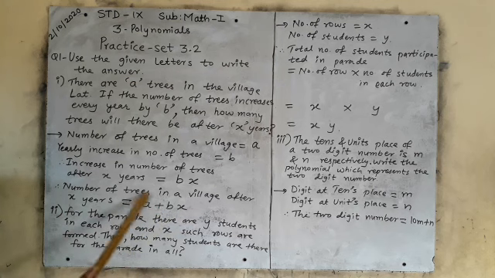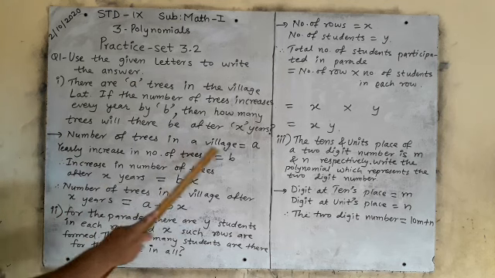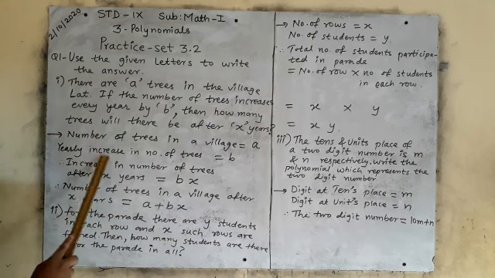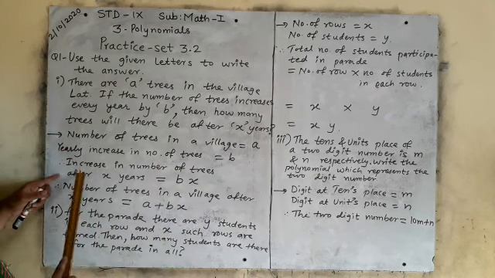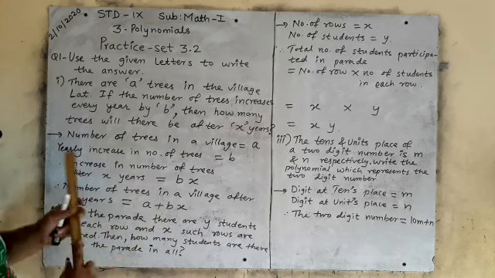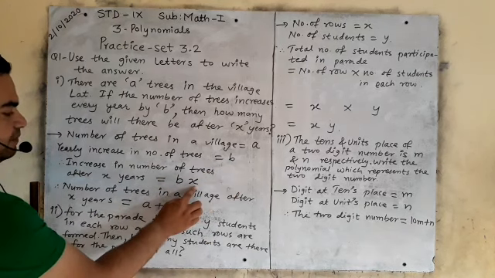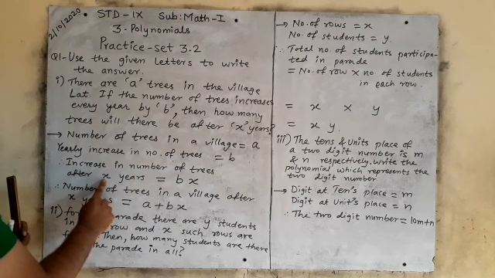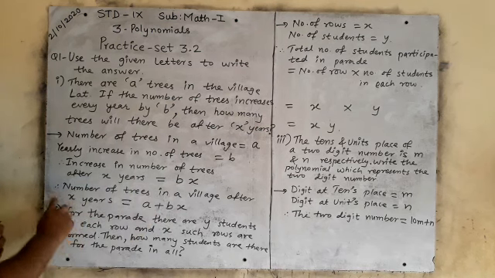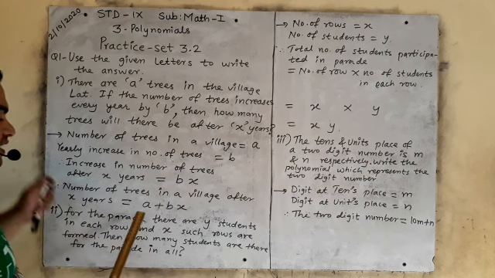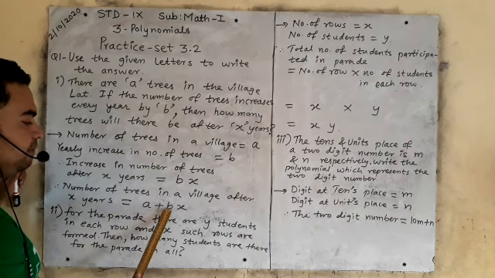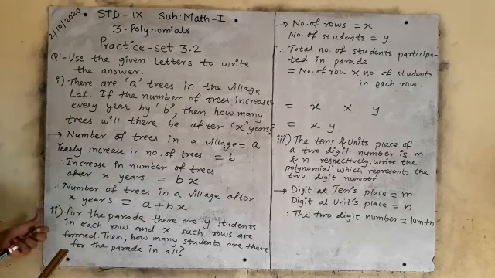So this is the polynomial. How? Number of trees in a village a. Yearly increase in number of trees b. Increase in number of trees after x years, that is बढ़ता क्या है? b, right? So b multiplied by x. After x years, so bx. Therefore the number of trees in a village after x years will be a plus bx. Okay, now see the second one.